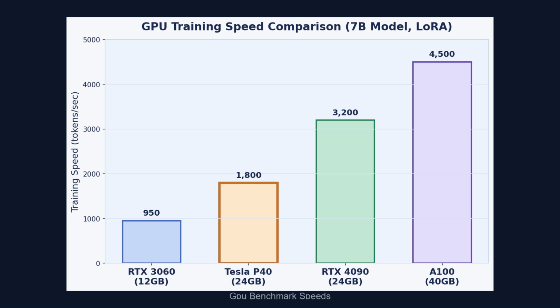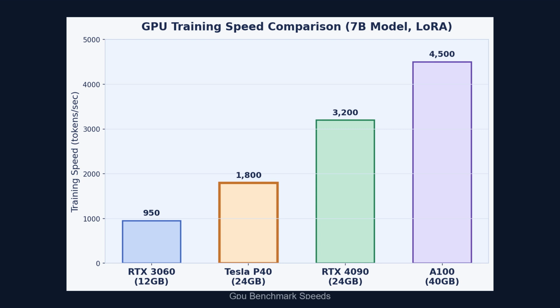Looking at the higher-end GPUs, the RTX 4090 achieves 3200 tokens per second, providing a noticeable boost. Finally, the A100, boasting 40 GB of memory, tops the list with an impressive 4500 tokens per second. Understanding these differences is crucial for optimizing your setup.